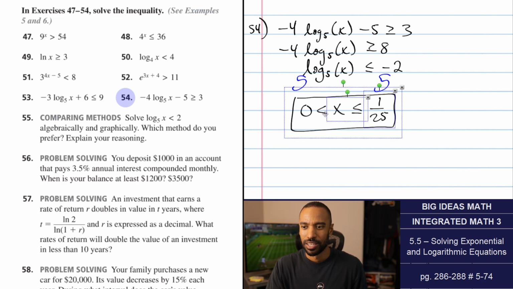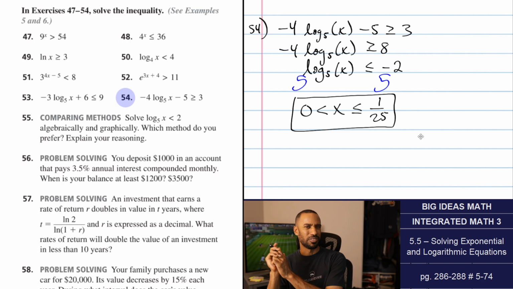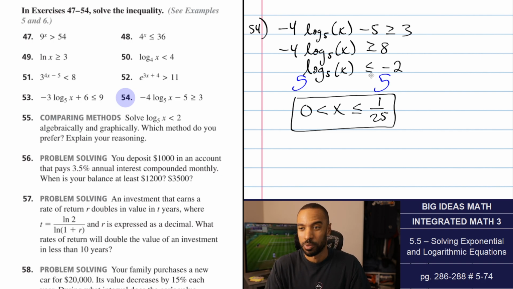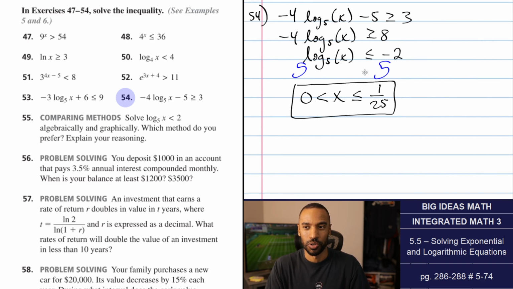This is a very, very small window of values that we can be. Anywhere between 0 and 1 over 25, I think 0.04. It's an infinite number of values, but that is a very small range for which things are true. That's an interesting set there. It's not greater than for very long.